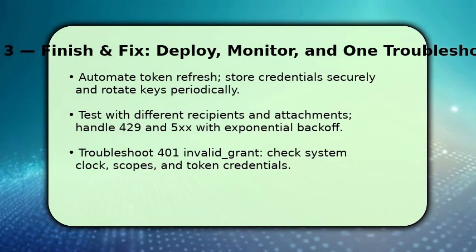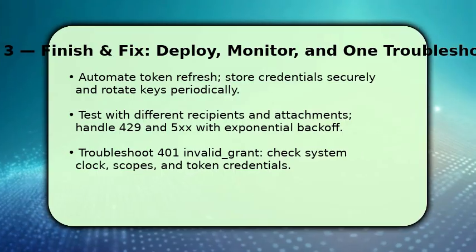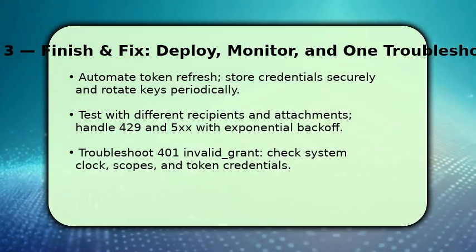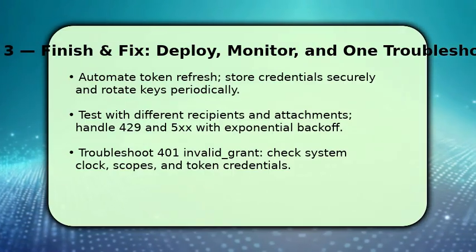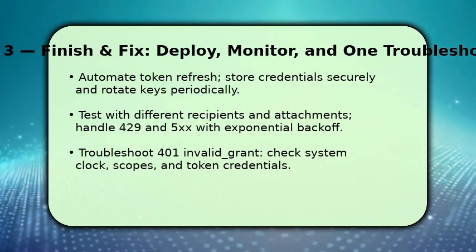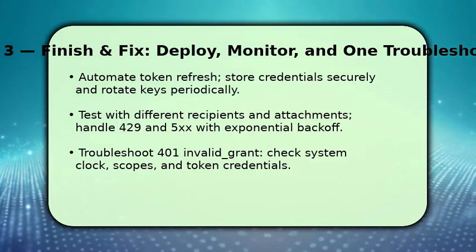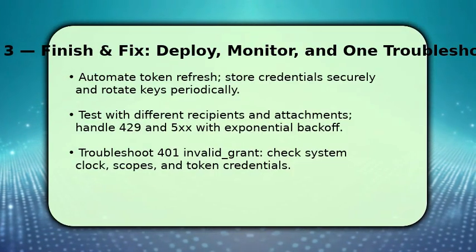If something fails, inspect the error. A 401 invalid grant often means a mismatched scope, revoked consent, or a wrong system clock. Sync time, reauthorize, and confirm OAuth client ID. Finally, log full responses so you can iterate quickly.